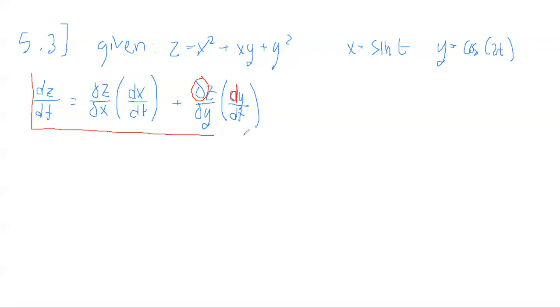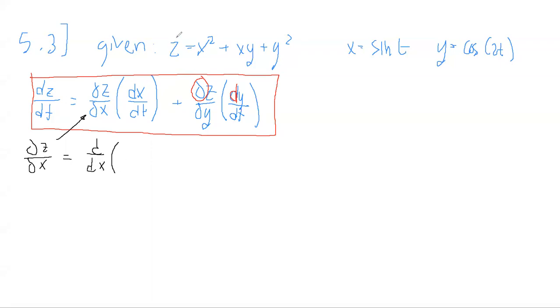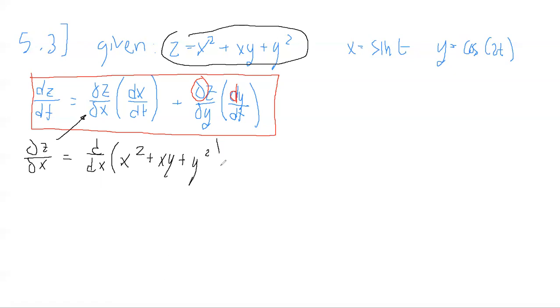And like Professor Noring said, this is a simple plug and play. The reason this is simple plug and play is that we have to find the values of the partial derivatives and the derivatives themselves. So let's find the partial derivative with respect to x first. All you're doing is finding the derivative with respect to x of the original z equation, which is x squared plus xy plus y squared.